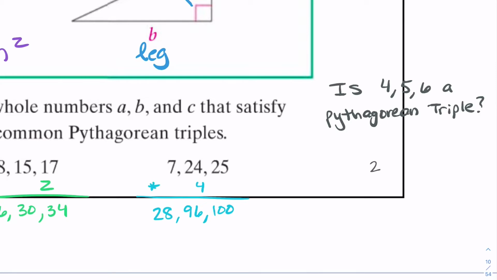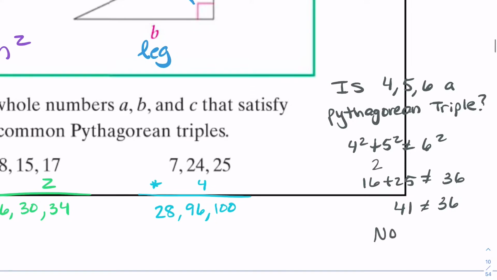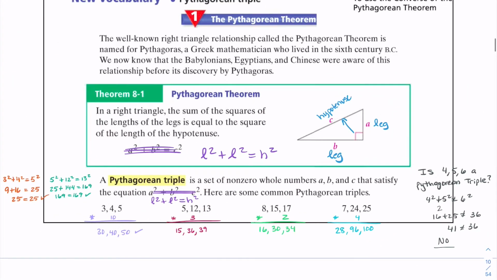And so what you're going to do is do 4 squared plus 5 squared equals 6 squared. And so 16 plus 25 equals 36. 41 equals 36. That is not true. So the answer here is no. So it has all whole numbers. That's awesome. But you still have to check to see if they are a Pythagorean triple.